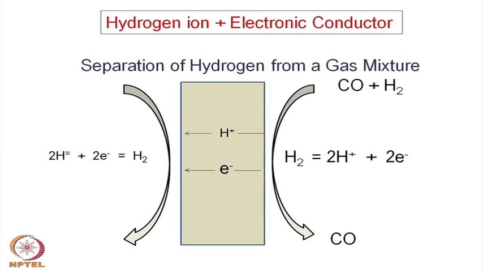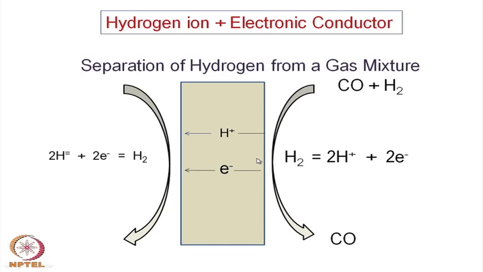So, you have a hydrogen ion conductivity as well as electronic, unlike the previous one which is oxygen ion conductivity and electronic conductivity. Here the material is a hydrogen ion conductor together with an electronic conductor, and if so both of them will move in the same direction because one is positive another is negative. So, both of them will move in the same direction.